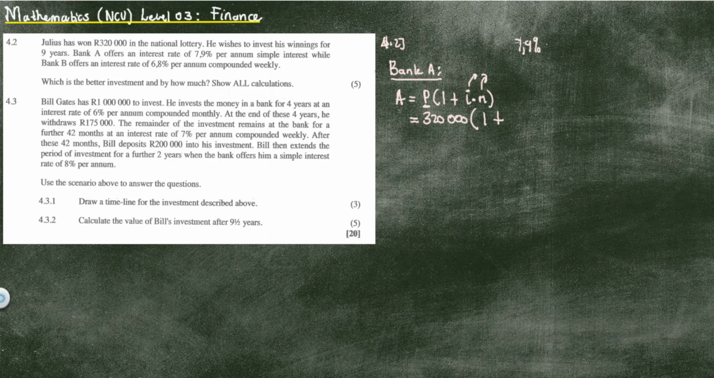7.9%. So the I will be calculated like this: I is equal to 7.9 over 100. So 7.9 divided by 100, I'm getting 0.079. So this is what I'm going to substitute for I.